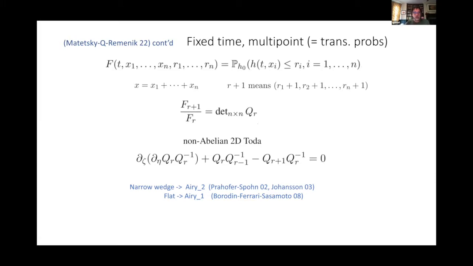Okay, so as I said, the narrow wedge case, one knows what the F's are, and Prähofer and Spohn actually use that to take a limit and get the Airy 2 process. And in the flat case, these finite dimensional distributions were also known, maybe in the stationary case it was also known. We're only doing deterministic initial data here, but the initial data is arbitrary.